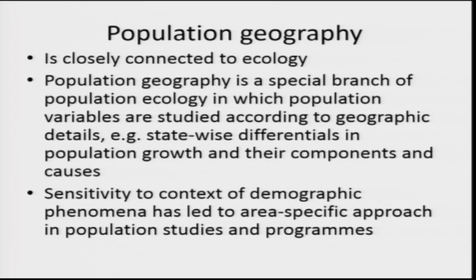Then there is the subject of population geography, which is closely connected with ecology. Population geography is a special branch of population ecology in which population variables are studied according to geographical details, state-wise, for example, state-wise differentials in population growth, which states are growing fast, which states are growing slow, where fertility is more. In states like Kerala, in general in South Indian states, fertility is low. In states like Bihar and UP, fertility is high. So, what are its ramifications for demographic trend, for socioeconomic trends, for political trends? These are the issues of population geography.